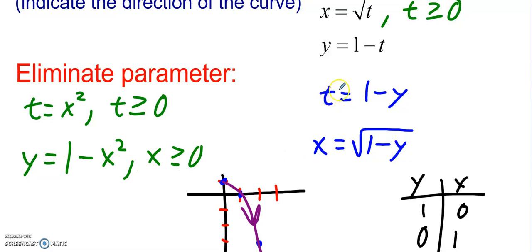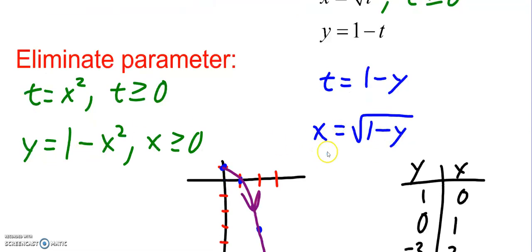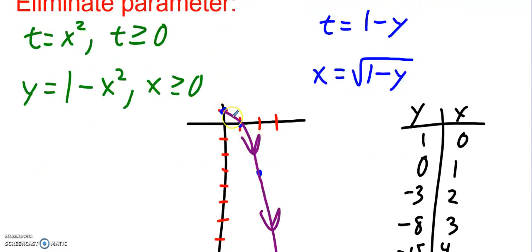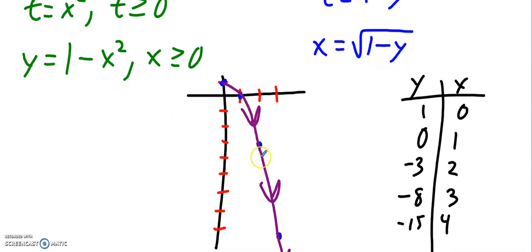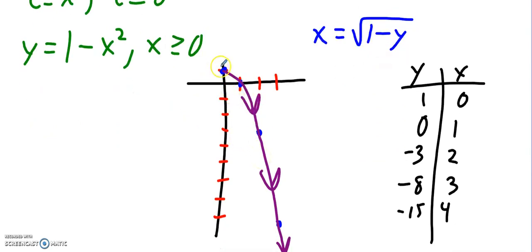I could also eliminate the parameter by solving the y equation. So I could say t equals y minus 1, so x equals the square root of y minus 1. So notice that there's two different ways in which I can eliminate the parameter. If I graph this, I can see my points. Well, again, it's just a quadratic, but it's only half of a quadratic because of my restrictions on x.